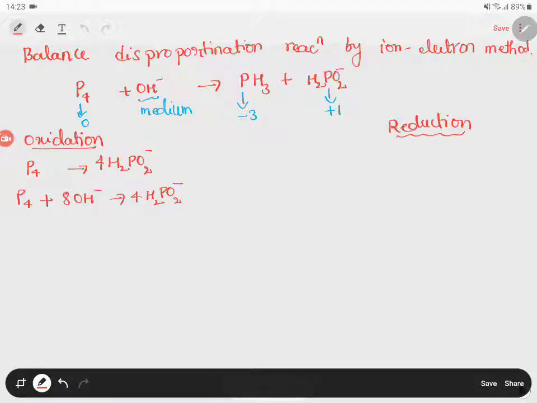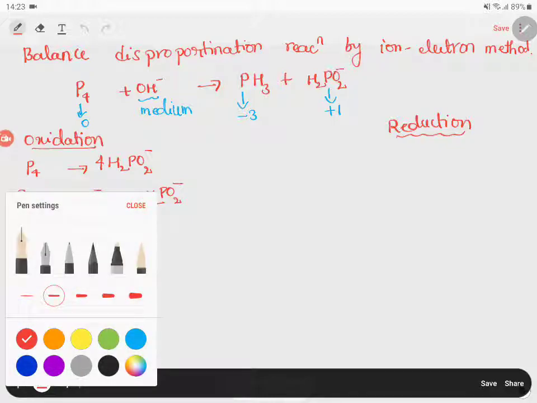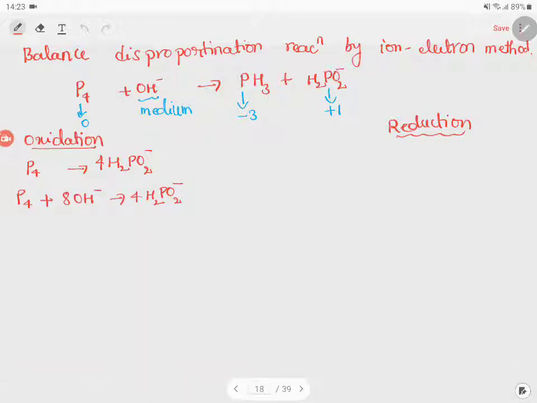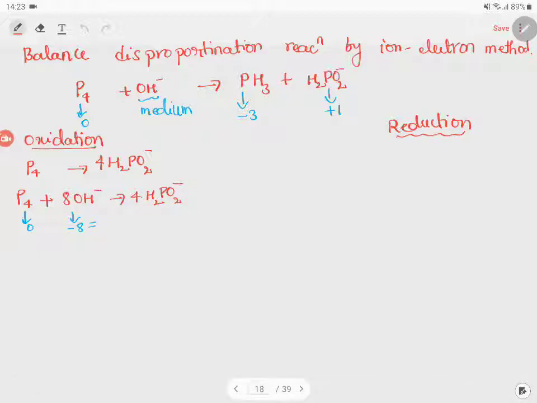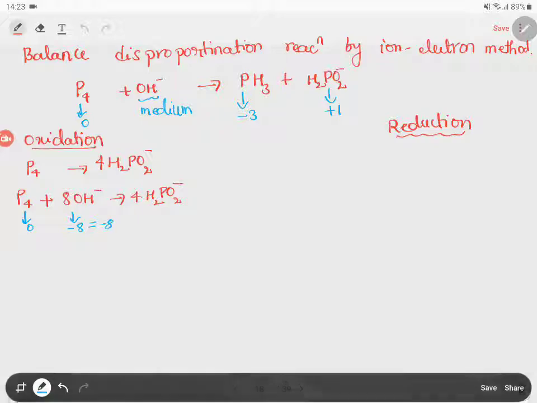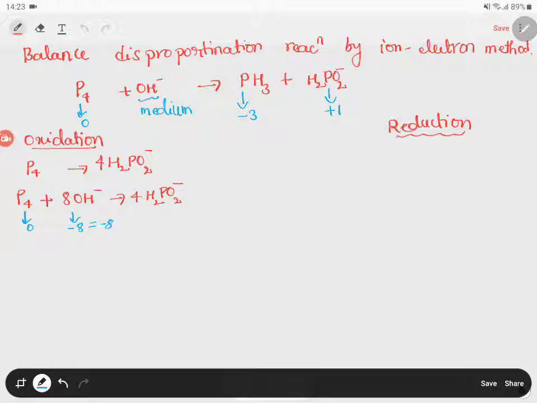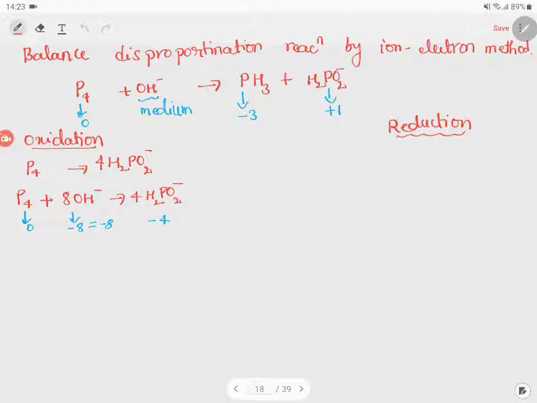After we balance the central atom and the other elements, let us balance the charge now. How to balance the charge? Simple. From phosphorus it is 0. From the hydroxyl ion it is minus 8, because each OH minus is minus 1 charge, and you have 8 such OH groups. Therefore, the total charge on the reactant side will be minus 8. On the product side, you have H2PO2 minus, so there is one negative charge on each, and 4 such ions are there. Therefore, it will be minus 4.